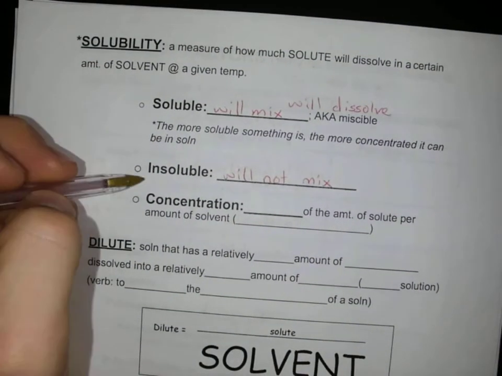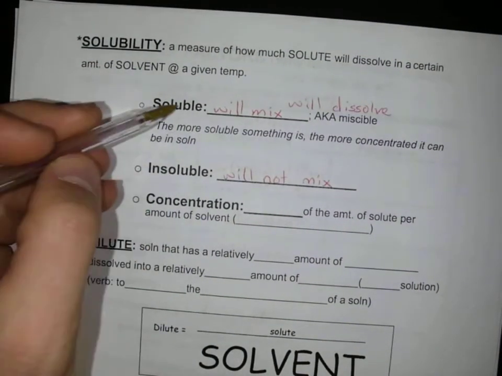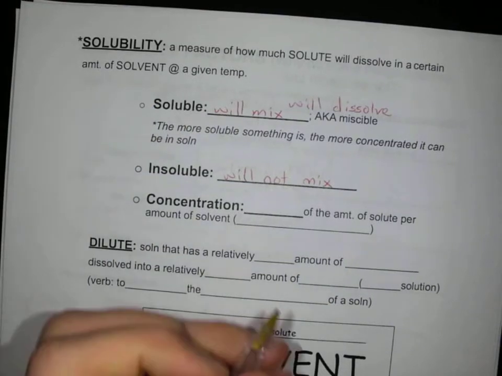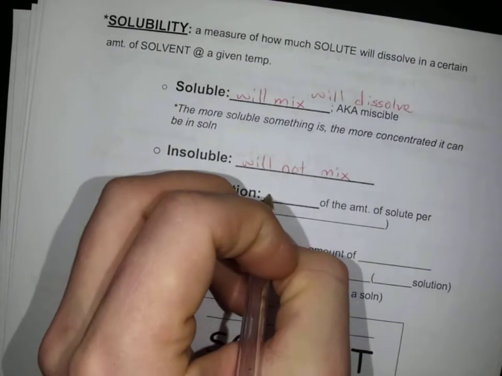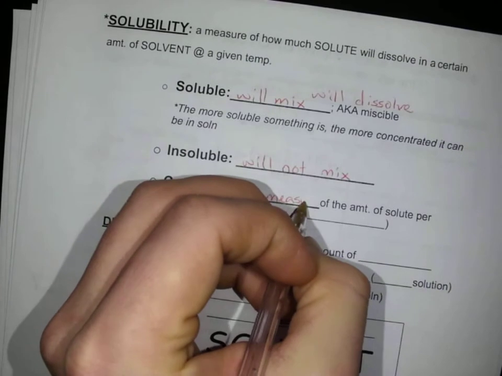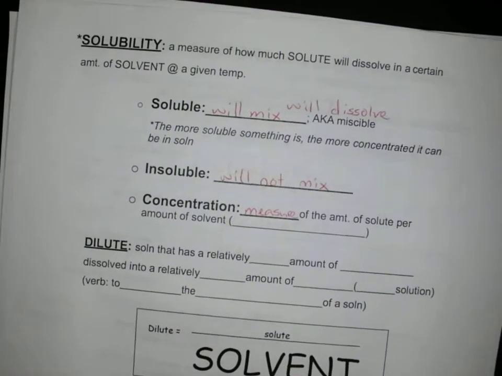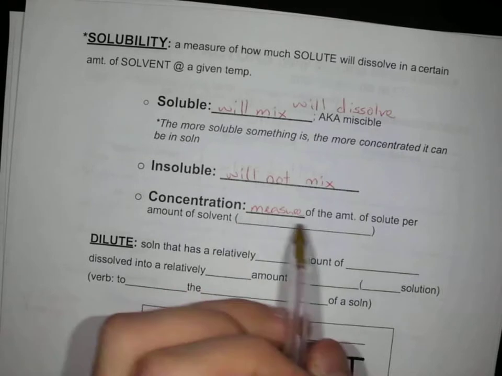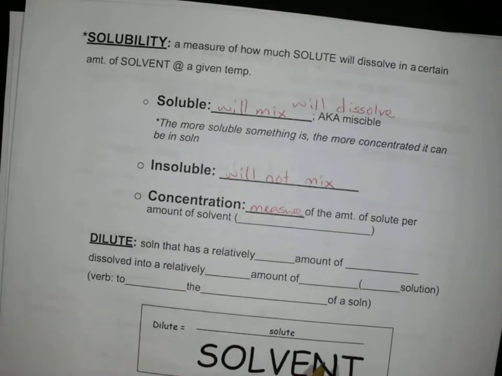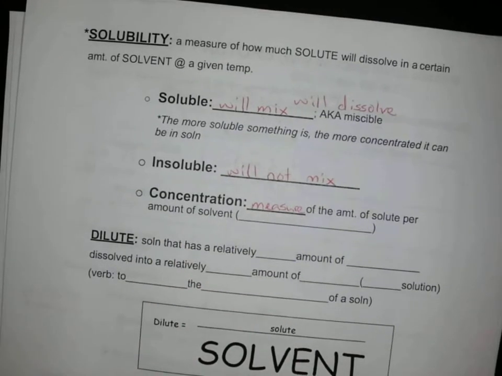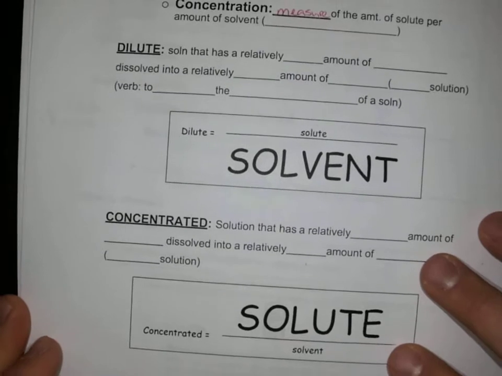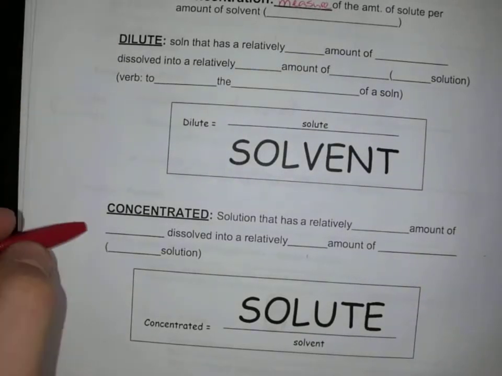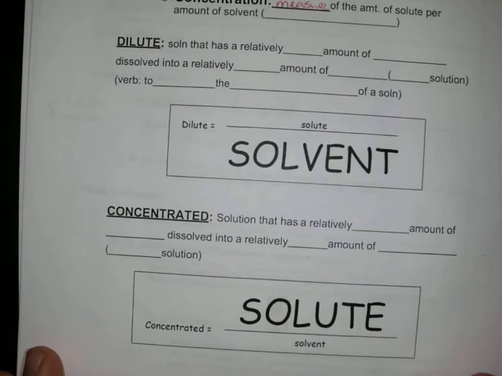And so when we decide if something is insoluble or soluble, really what we're doing is measuring the concentration. The concentration is a measure of the amount of solute per amount of solvent. We are going to be measuring that. That's what our concentration is. So when we talk about those concentrations, we either talk about dilute or concentrated solutions.